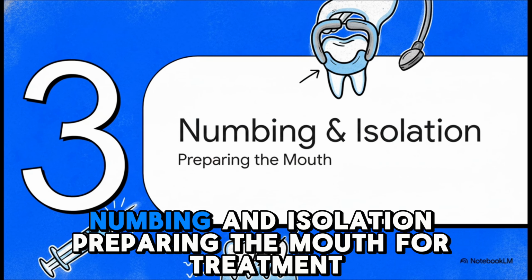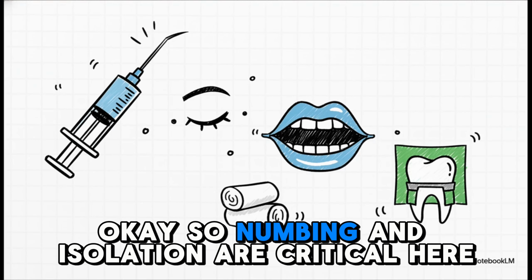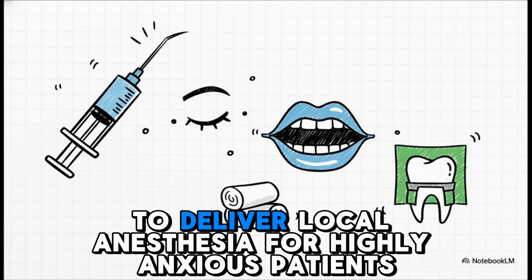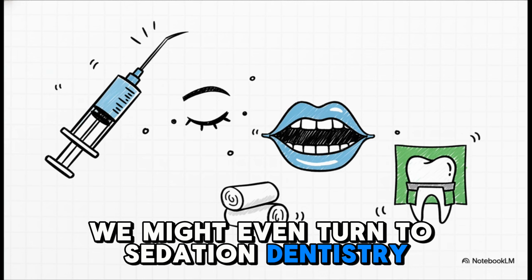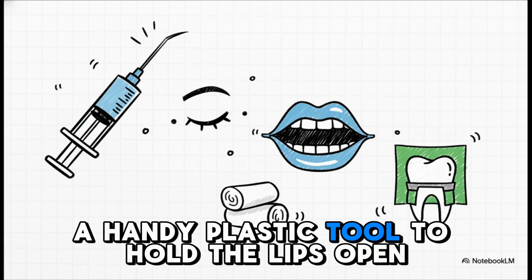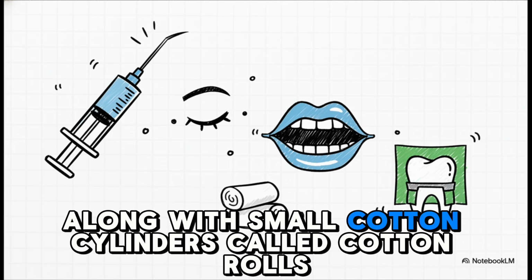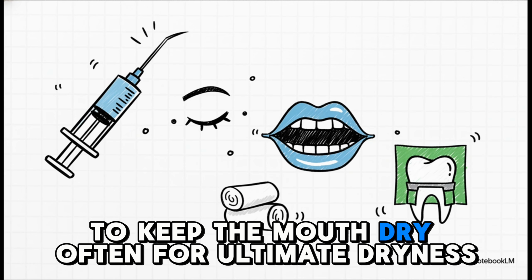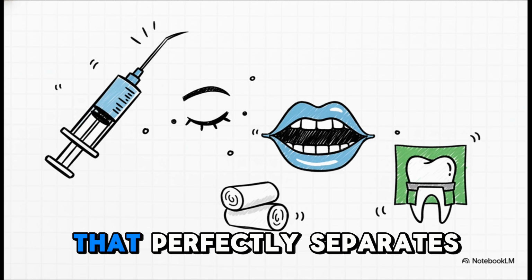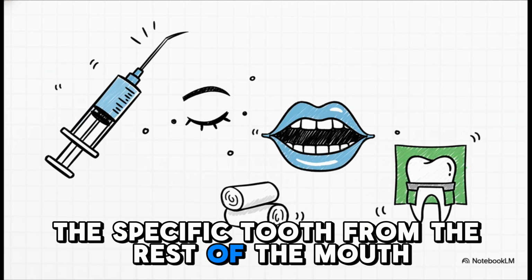Part 3. Numbing and Isolation, Preparing the Mouth for Treatment. Okay, so numbing and isolation are critical here. We use a syringe and its sharp tip, the needle, to deliver local anesthesia. For highly anxious patients, we might even turn to sedation dentistry, where the patient is completely asleep. Once they're comfortable, we isolate the work area. We use a retractor, a handy plastic tool to hold the lips open, along with small cotton cylinders called cotton rolls to keep the mouth dry. Often, for ultimate dryness, we deploy a rubber dam, a latex isolation sheet that perfectly separates the specific tooth from the rest of the mouth.